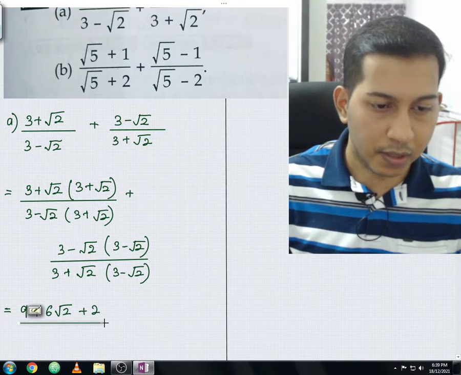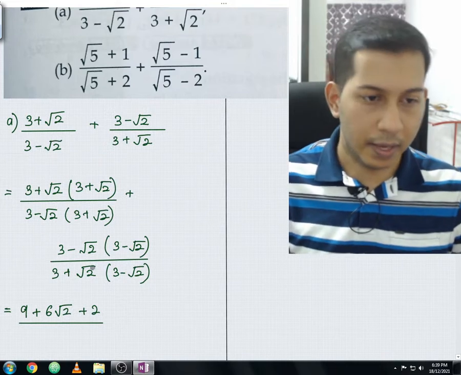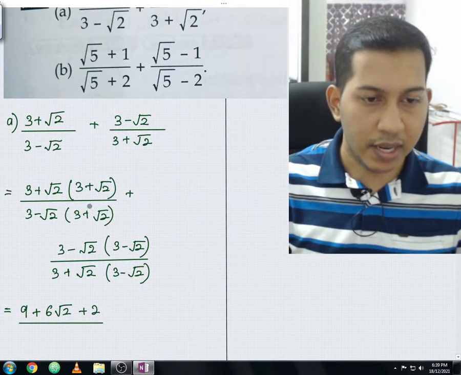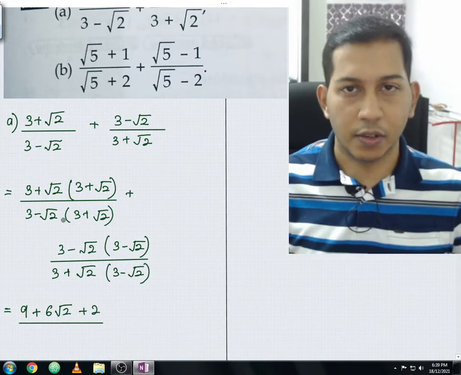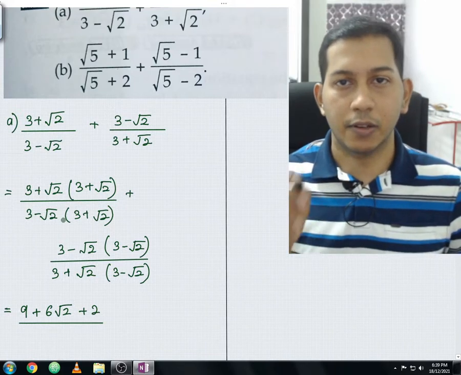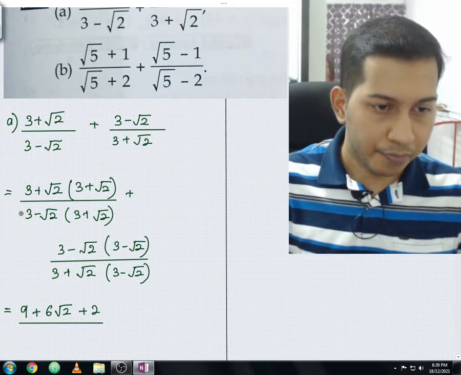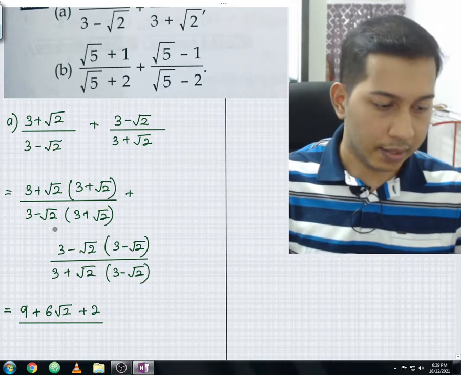Since we solved the numerator, now let us focus on the denominator. Since the denominator is a conjugate, you can straight away apply this formula: a² − b² equals (a − b) times (a + b). So from here, 3 times 3 you should get 9.